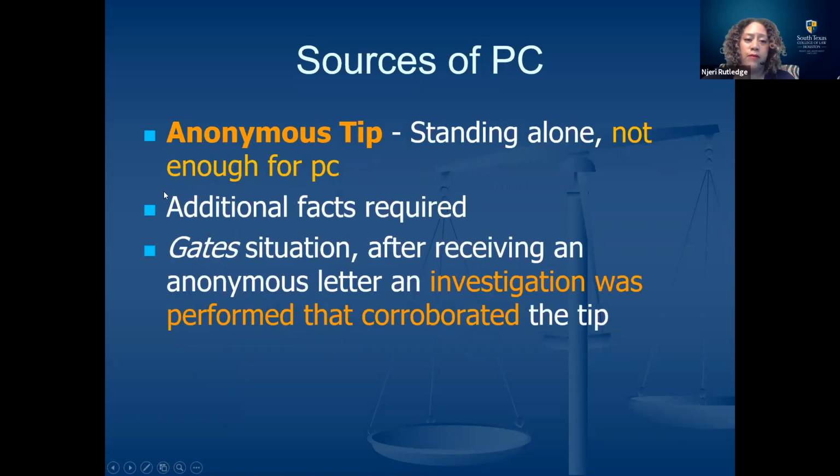The other source of probable cause would be an anonymous tip. Now, an anonymous tip by itself is not enough for probable cause. You need additional facts. And we saw this in the Illinois v. Gates case, where the investigating police officer received an anonymous letter about some criminal activity. I believe it was drugs. And so that investigator actually conducted his own independent investigation, which corroborated the tip.